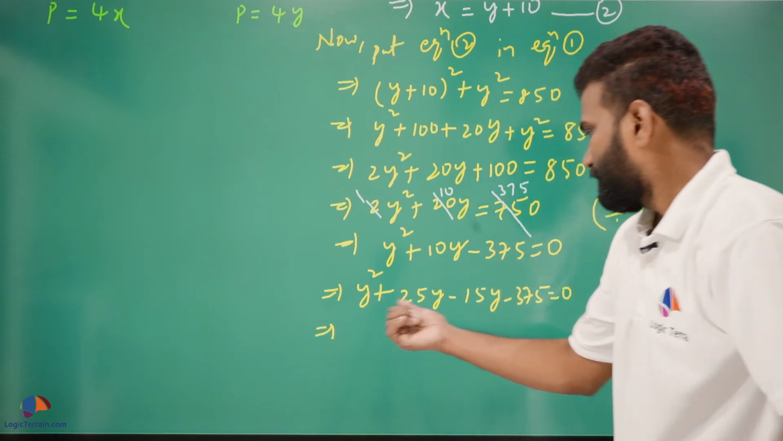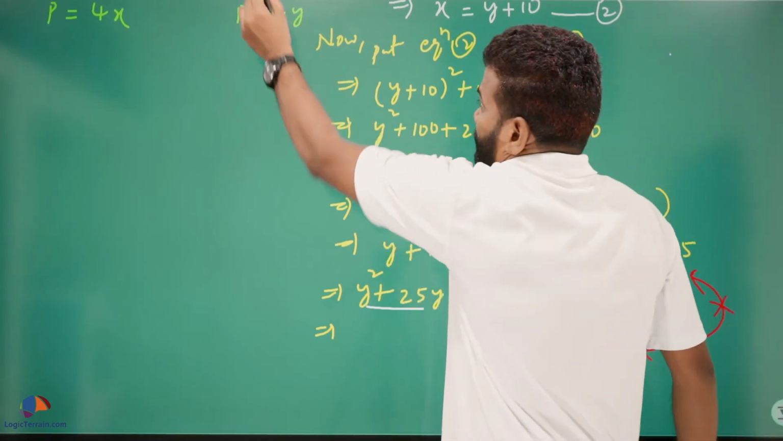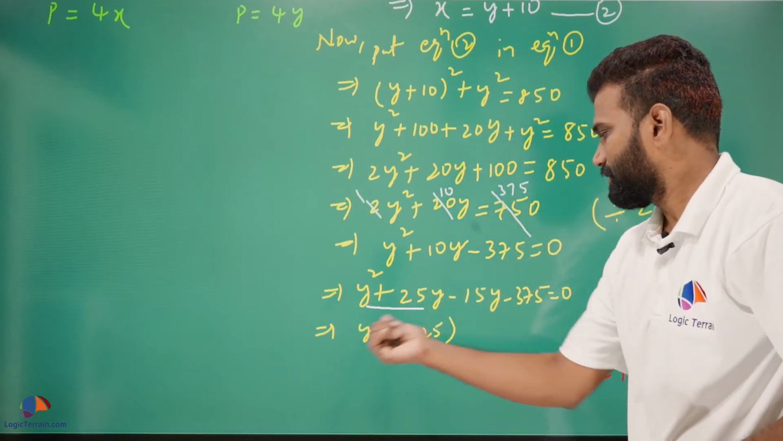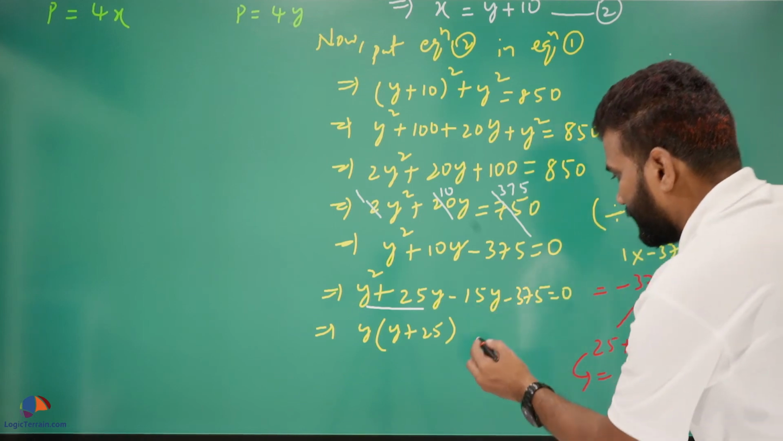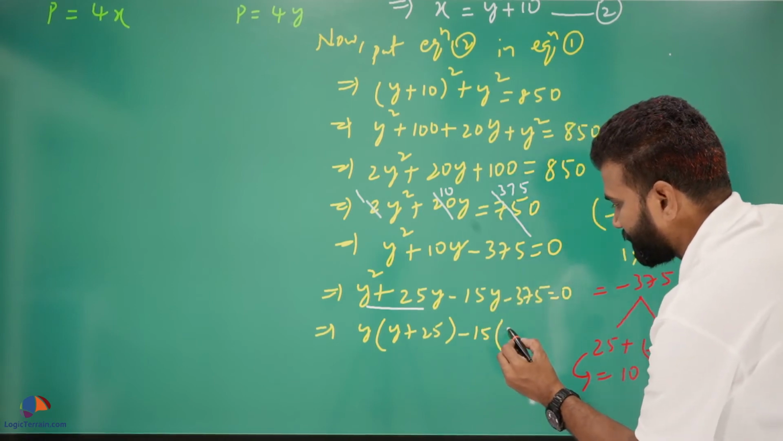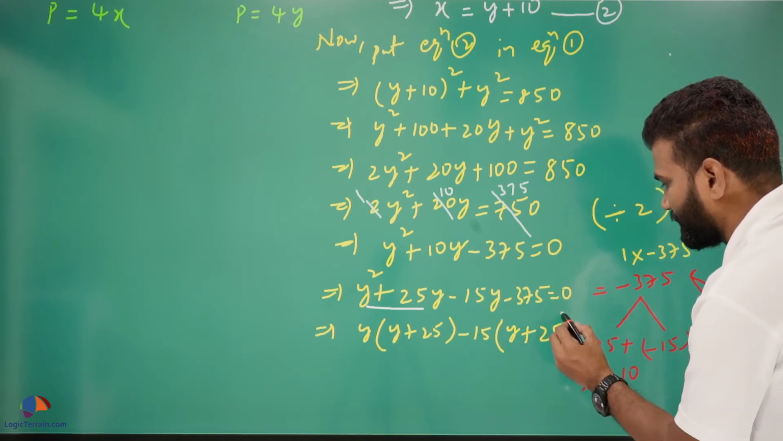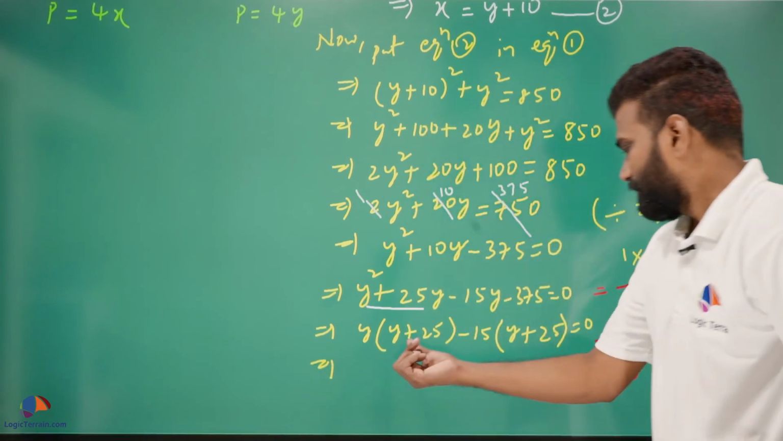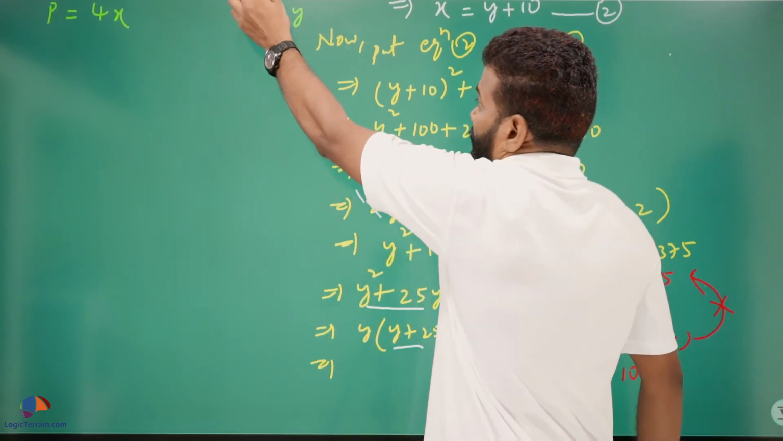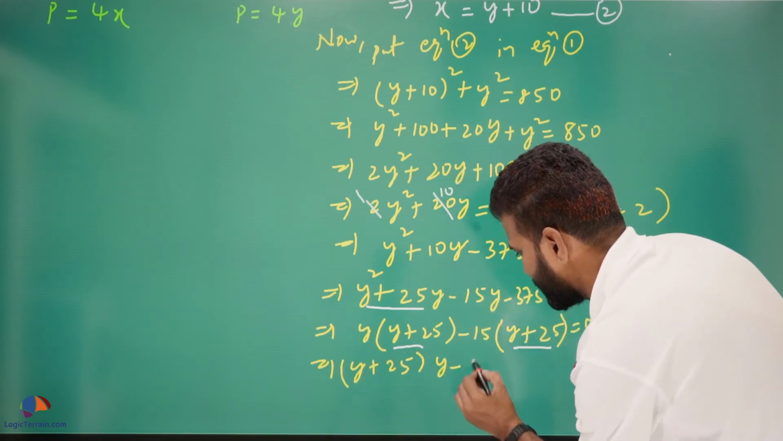So further, from these two terms we can take y common. So y common, y plus 25, because one y came out and we are left with y and 25. Here we can take common negative 15. We are left with the positive y, and plus 15 into 25, this becomes 375, is equals to 0. Further, from these two terms again we have y plus 25 common.